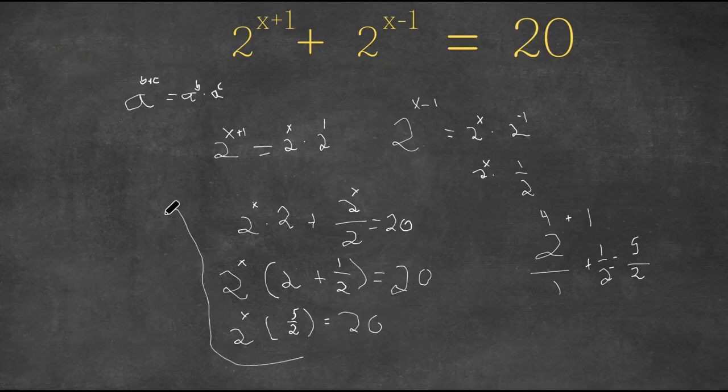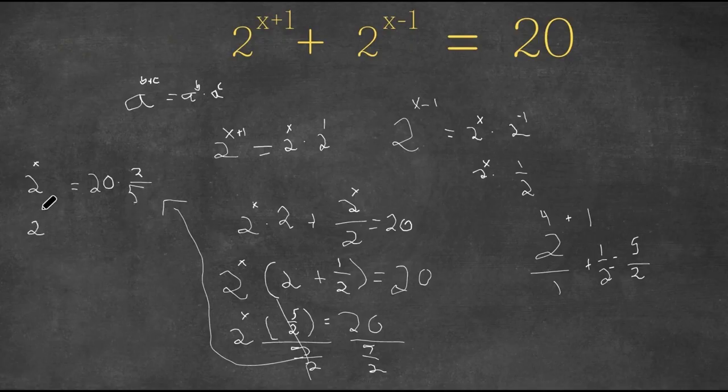And I'm going to write this up here. Now we're going to divide by 5 over 2 on both sides. So 20 divided by 5 over 2 is the same thing as 20 times 2 over 5. And 5 over 2 divided by 5 over 2, these two cancel out. So on this side, we just have 2 to the power of x. Now 20 times 2 over 5: 20 times 2 is 40, 40 divided by 5 is 8, so we have 2 to the power of x equals 8.